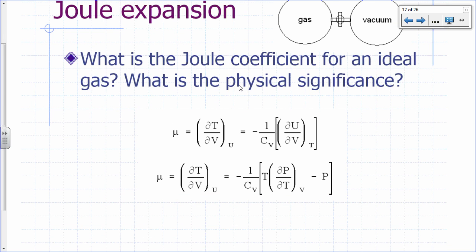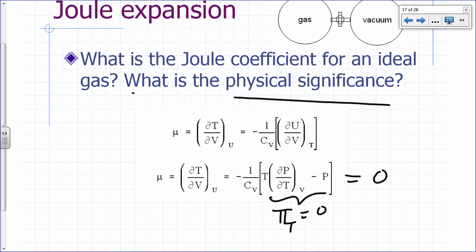All right, so what's the Joule coefficient for an ideal gas? We said that that was going to be equal to 0 because pi sub T is 0 for an ideal gas, right? And so what's the physical significance? Temperature doesn't change, internal energy doesn't change, and that's because there is no interaction between those molecules in an ideal gas, right? And the reason for deviation from ideal behavior is intermolecular forces of attraction and repulsion when they're too close.